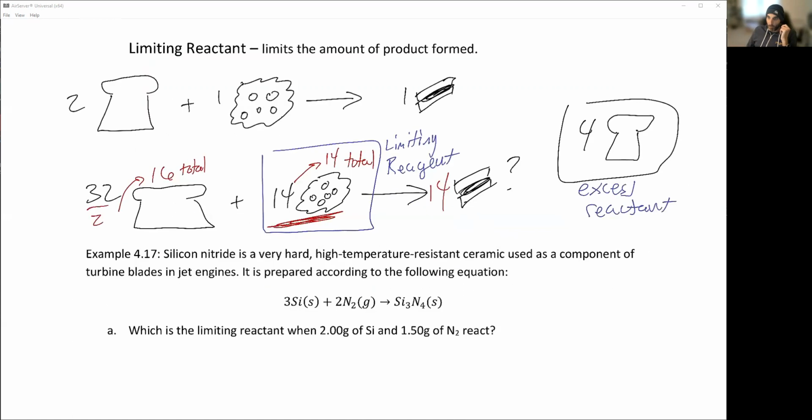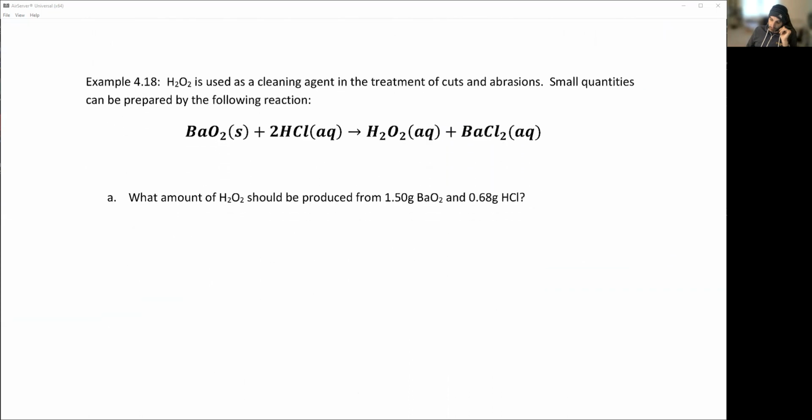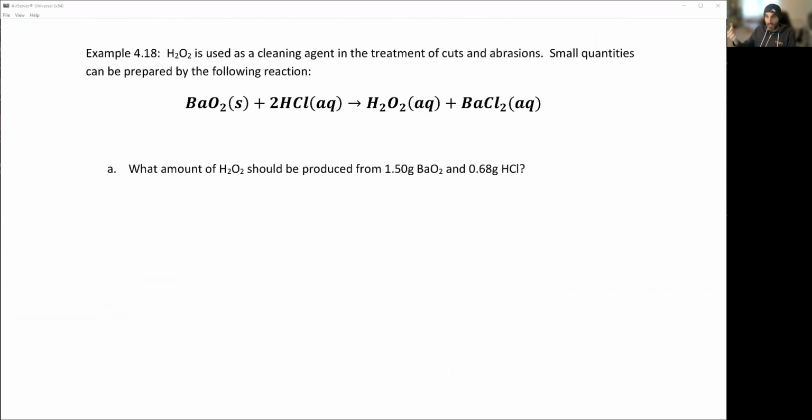Okay, we're going to skip this one. I'm going to let you guys do that one on your own, and we're going to do that one in class. We're going to take a look at this problem here. Peroxide, H2O2, is used as a cleaning agent in the treatment of cuts and abrasions. Small quantities can be prepared by the following reaction. What amount of H2O2 should be produced from 1.50 grams of barium oxide and 0.68 grams of HCl?